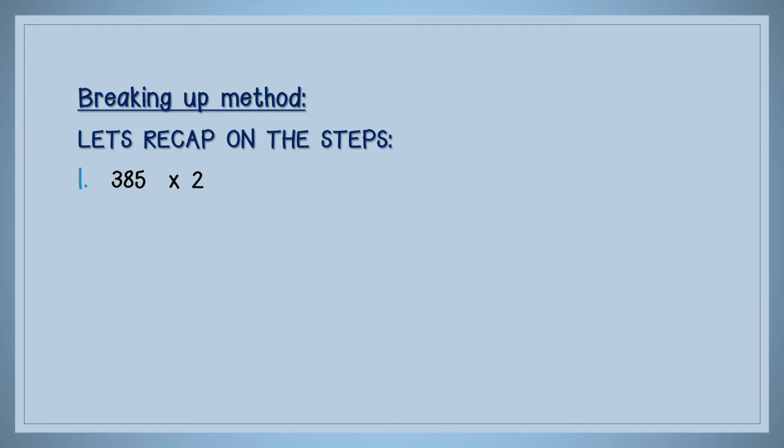Now learners, let's look at the breaking up method. Remember, we use this method to show our working out. So let's recap on the steps. There are 3 steps when you are doing the breaking up method. Remember, when we did the addition and the subtraction and we used the breaking up method, it's the same steps you are going to use. The only thing that is going to change is the symbol. It's not going to be an addition sign or a minus sign. It is going to be a multiplication sign there.